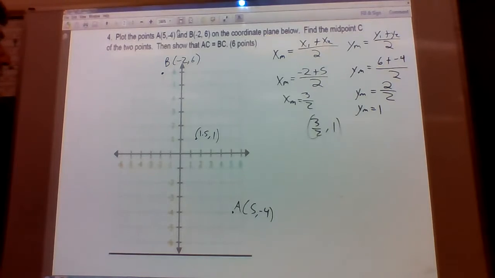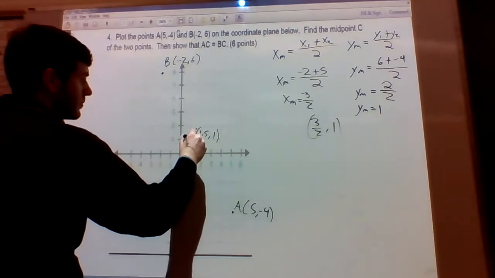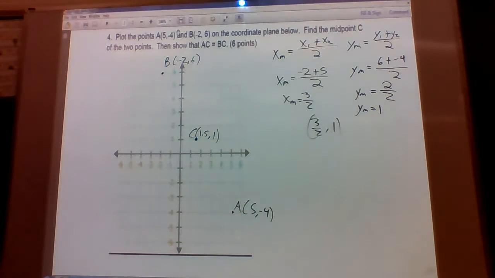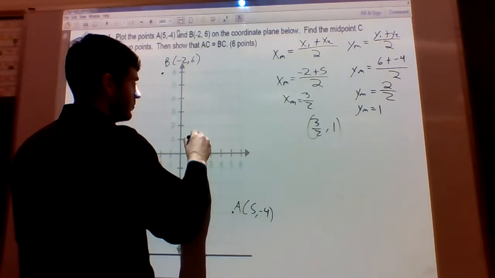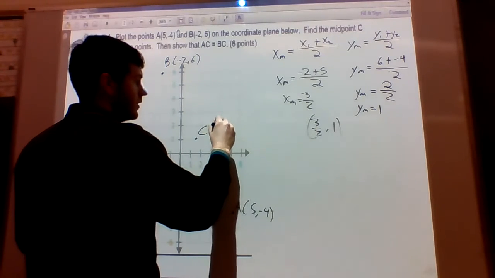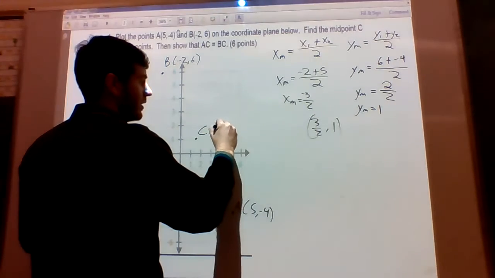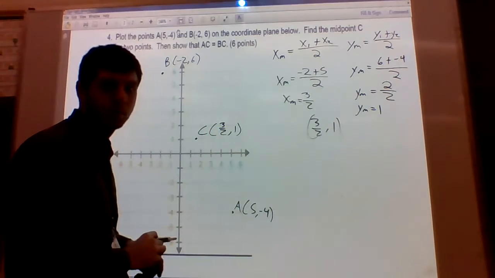So we found the midpoint. We found C. This is point C. Okay. Show that AC equals BC. So we need to find AC now, and we need to find BC. So I'm going to erase this so we have more room, but let's know we found C to be 3/2, 1. So 1.5, 1.